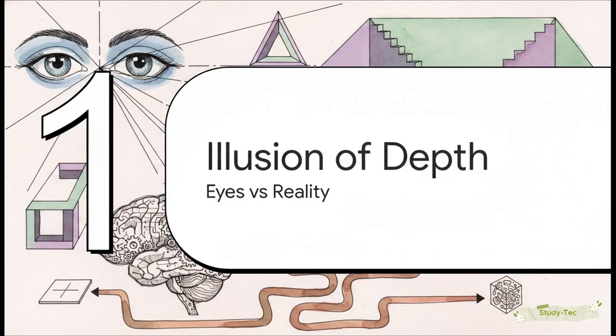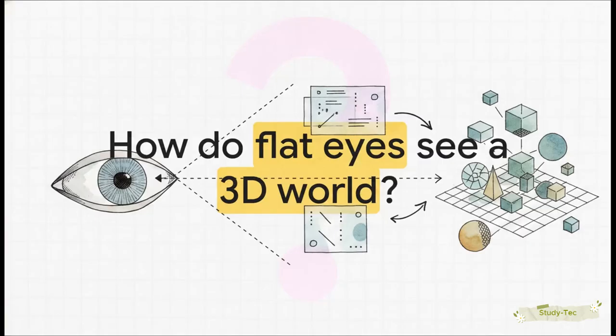Okay, moving right into section 1, the illusion of depth and the gap between our eyes and physical reality. In visual perception, there's this massive, fundamental hurdle that experts call the inverse optics problem. Basically, ask yourself, how do flat eyes see a 3D world? You are somehow deriving a plausible, solid, three-dimensional scene from an input that is inherently ambiguous and two-dimensional.